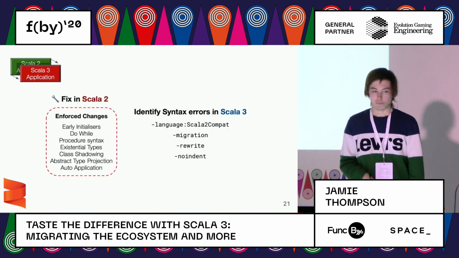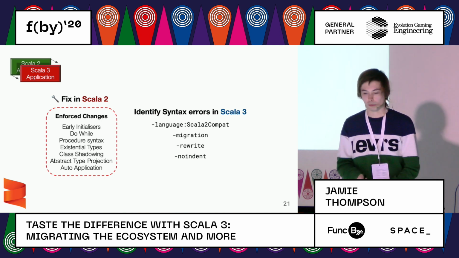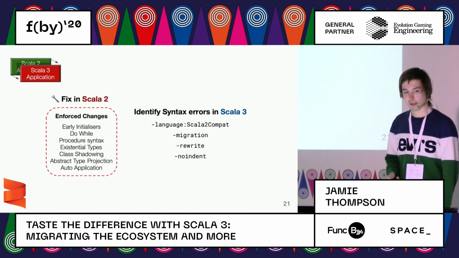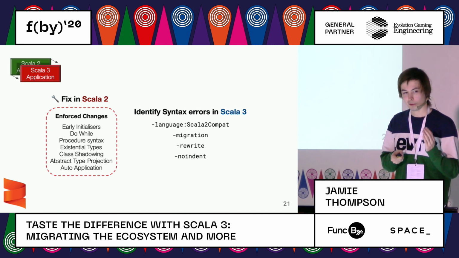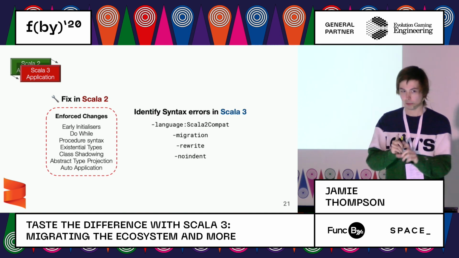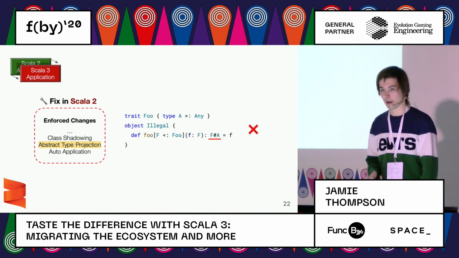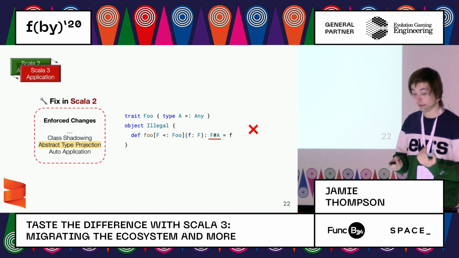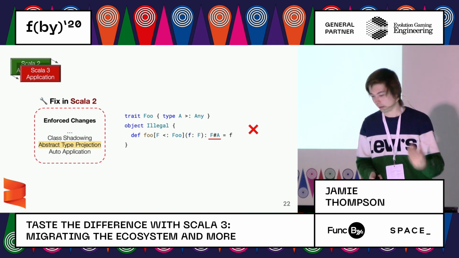So what are enforced changes? These are basically features that no longer exist in Scala 3, so they will cause a compile time error. And if you compile your code using the flags, then you'll get a nice warning or an error telling you what's wrong with, for example, having a do-while loop. It will tell you that you need to change it into a while-do loop, and it will give you a little example of how to do that. Although for some features, like here we can see the highlighting of abstract type projection, this feature is no longer valid in Scala 3, and you just get a hard error telling you it's not possible. So you need to look at the documentation that will tell you the migration steps for this.